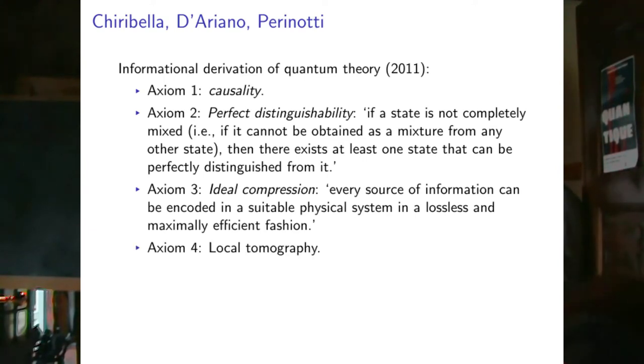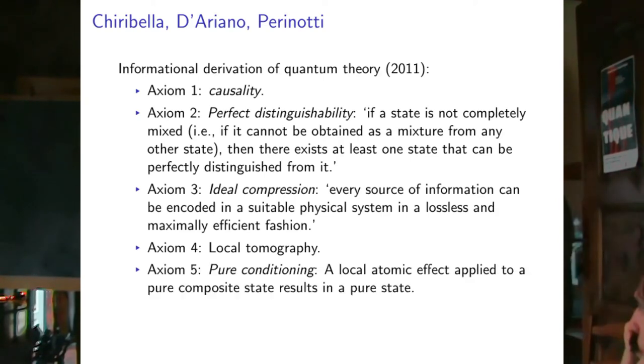Axiom 4 is local tomography. They pretty much all use local tomography. Axiom 5 is pure conditioning: a local atomic effect, which we'll define later, applied to a pure composite state results in a pure state. This is sort of like a preservation of purity: if you do your pure states and pure measurements, if you combine them, you still have a pure state.